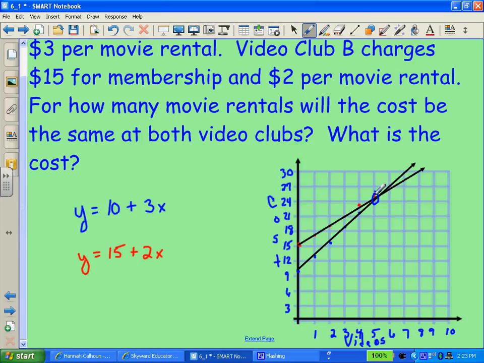And so it looks like they intersect somewhere in here. And again, you're seeing here a drawback of graphing, because it's kind of hard to tell exactly where they intersect. Now I think that they intersect at (5, 25). I think that is where they should intersect if my lines were perfectly straight.